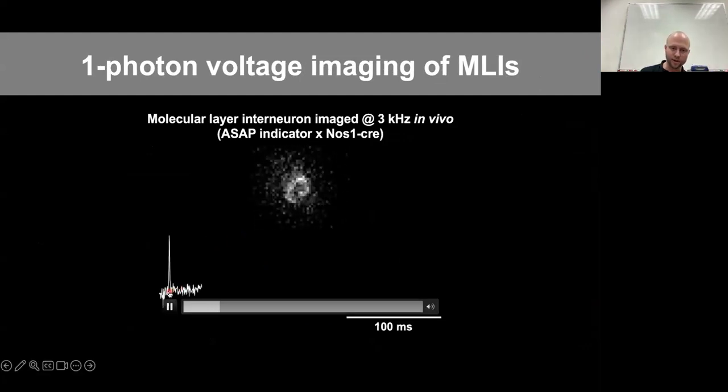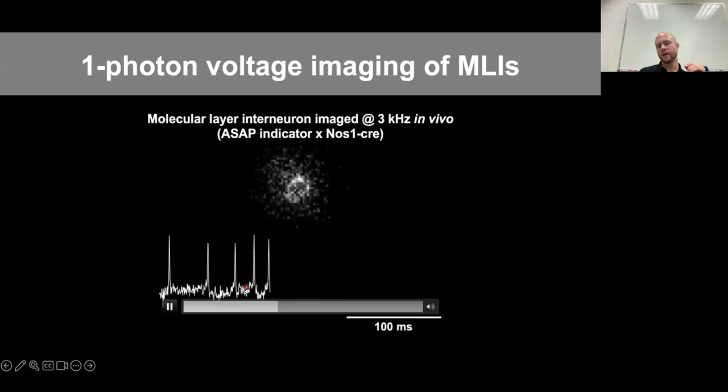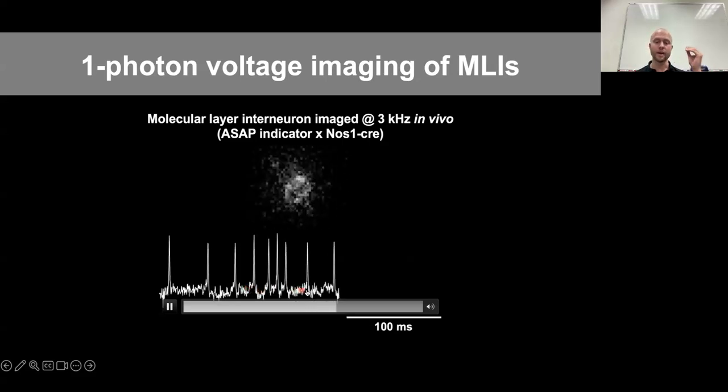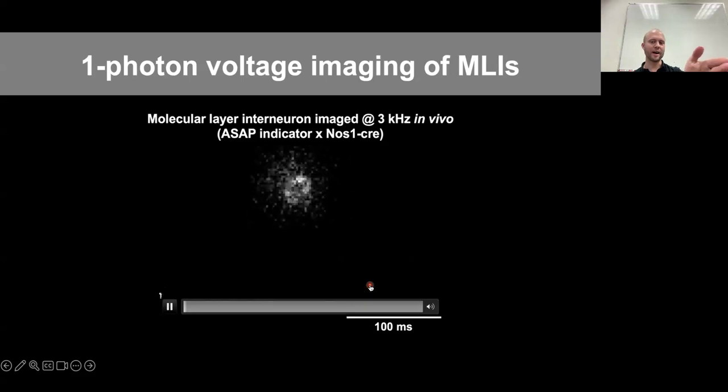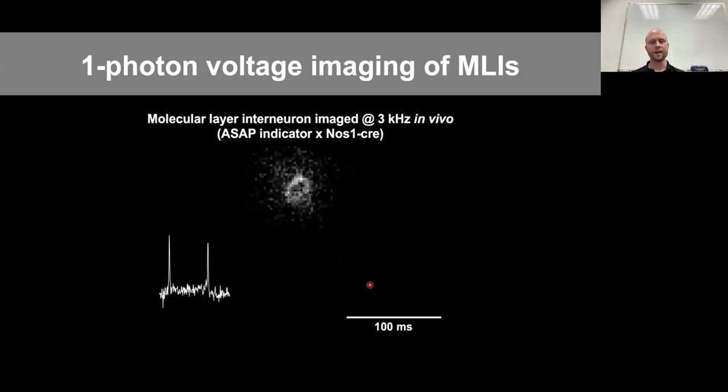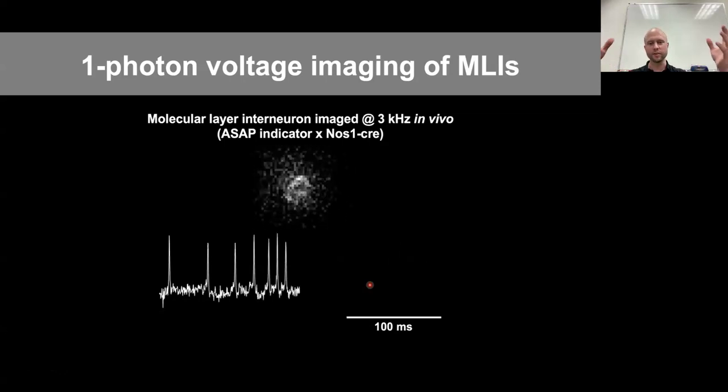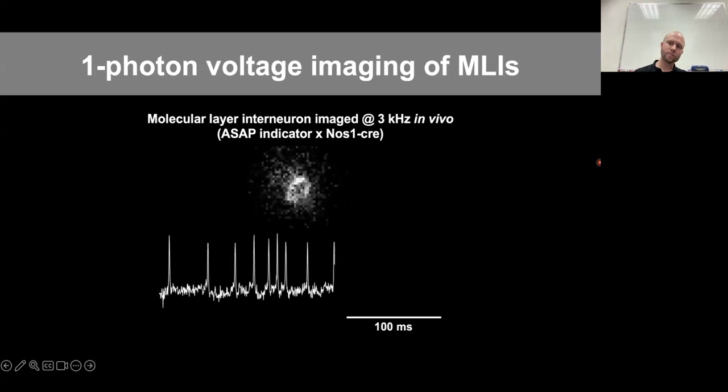What I've plotted below is the fluorescent signal from an ROI drawn around that MLI. You can see that we can actually track the action potential firing in this neuron at high speed. You can also see that we're able to track them despite their high firing rates, right? MLIs fire at 20 to 30 spikes per second, and so it's actually not possible to really capture what they're doing using calcium imaging.